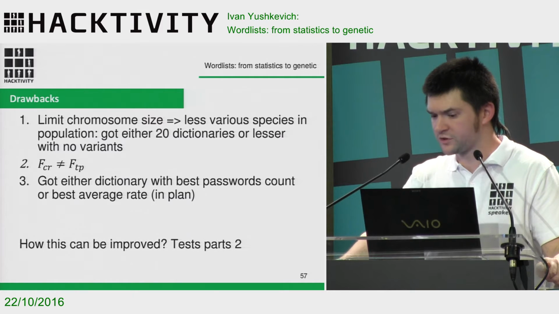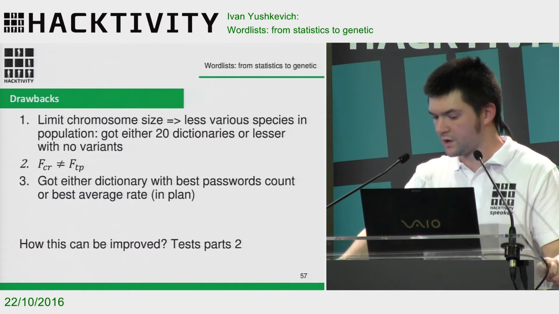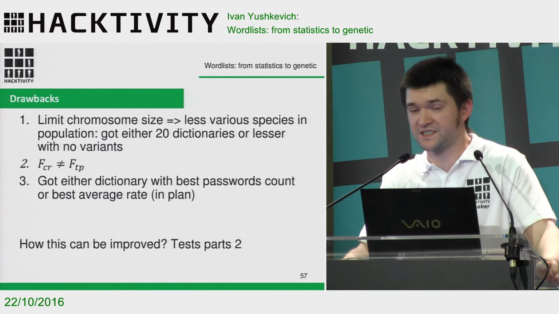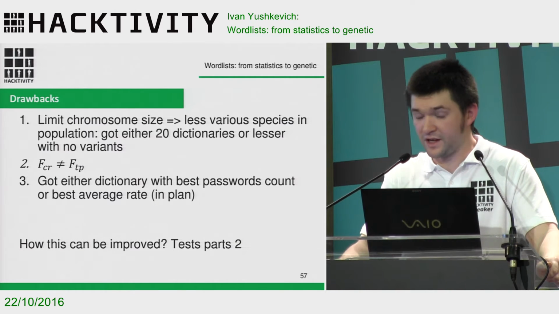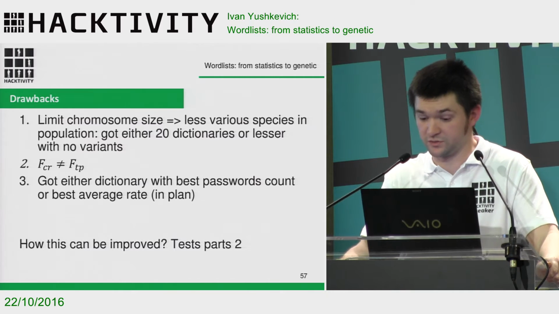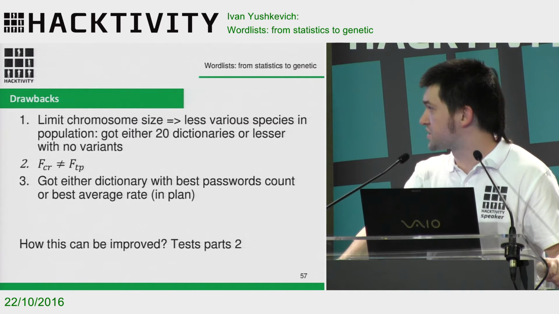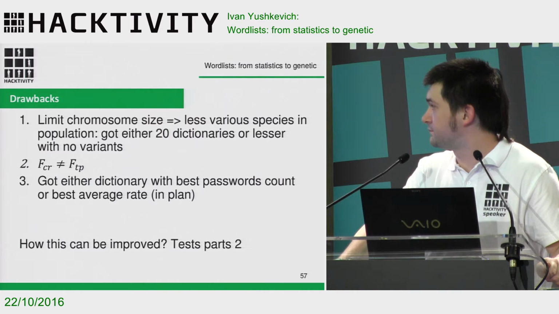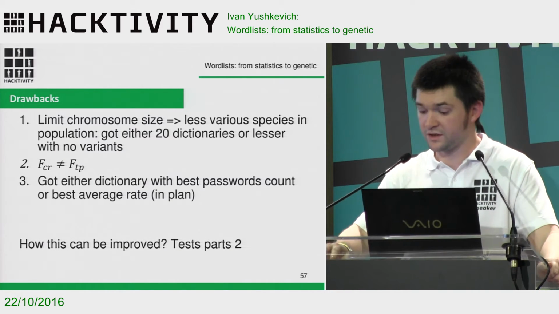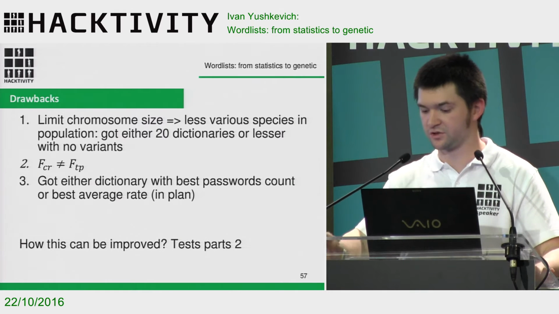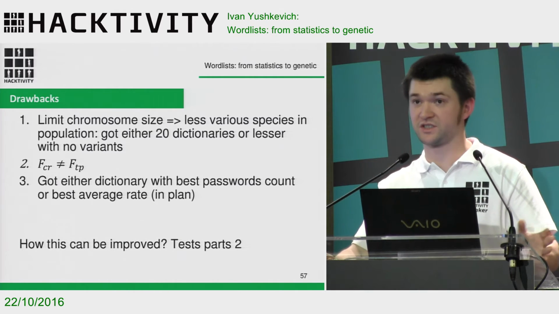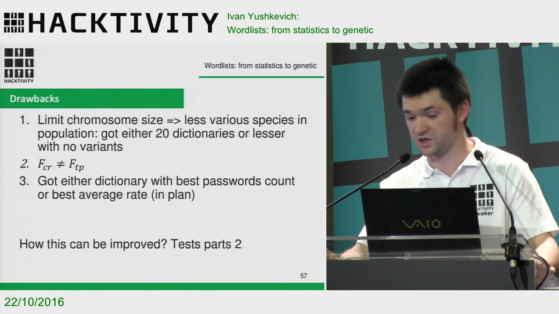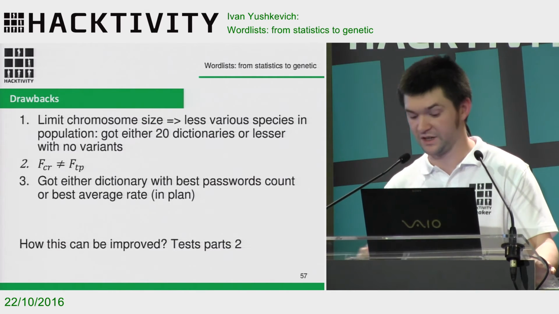And another, the chromosome size limit. I think it's good for the population to decide itself the length of the best individual. And also, if we're using only one fitness function, like crack rate or total passwords, we get results that are good in that one particular fitness function, but not in the others. That's what was in the plan.